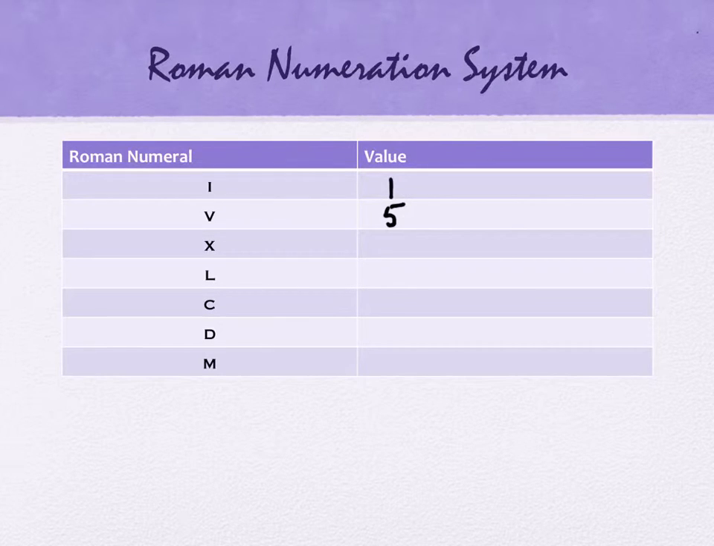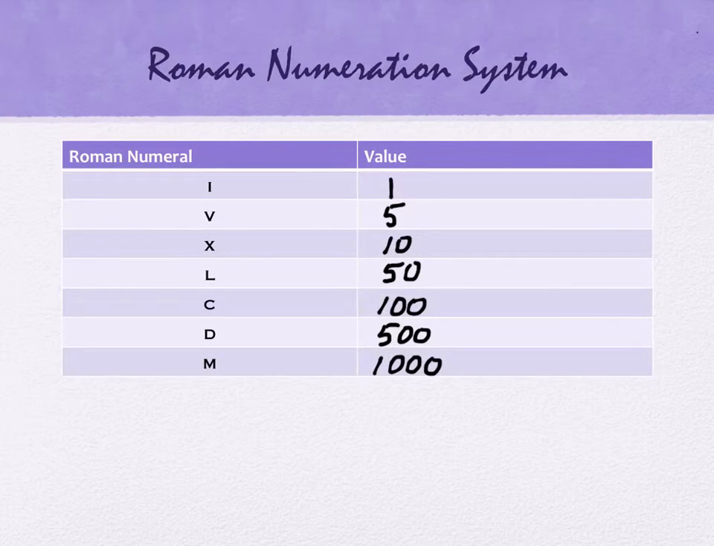5. The value of X? 10. And then you might be getting a little bit stuck because we see the rest of them less frequently. You were about to tell me what it was, though, Amy. It's 50, yeah. Does anybody know what C is? It's 100. Does anybody notice a pattern? The next one's actually 500 and then 1,000. All of their numerals have fives or tens in them, right? Yeah. Okay.